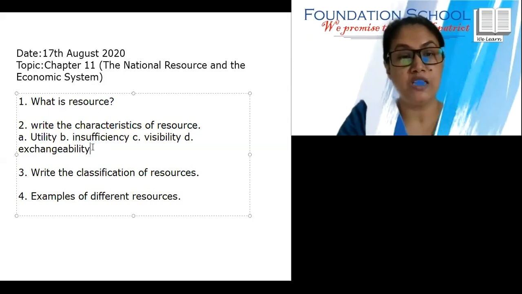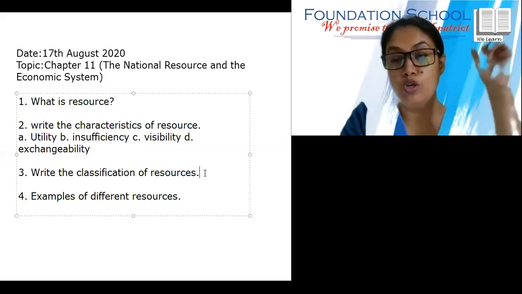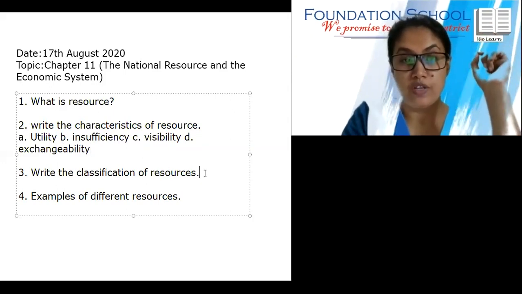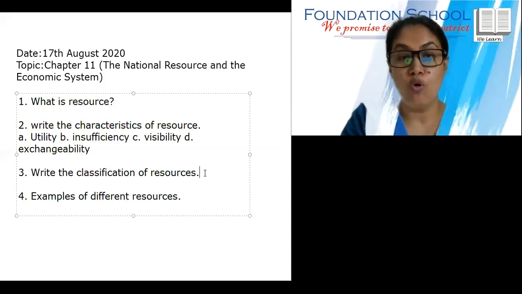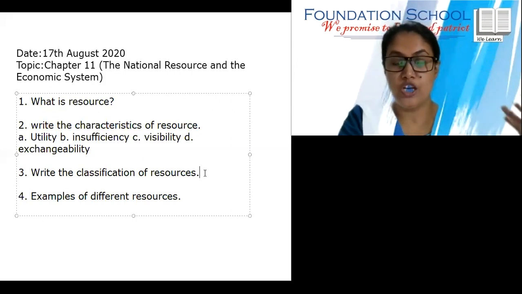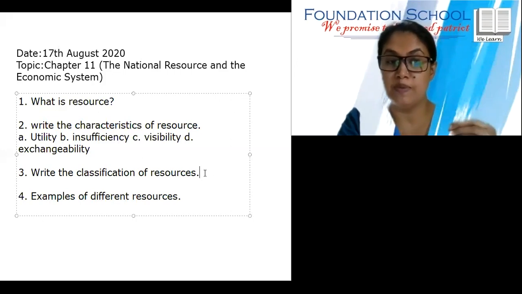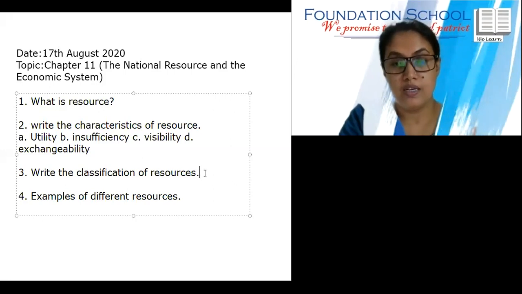So a resource must have these four characteristics: utility, insufficiency, visibility, and exchangeability. When you are going to write the definition of the resource or the characteristics of the resource, you must write these four characteristics. The thing which can fulfill our demand, which is insufficient and visible, and which we can exchange in our necessity, is called a resource.